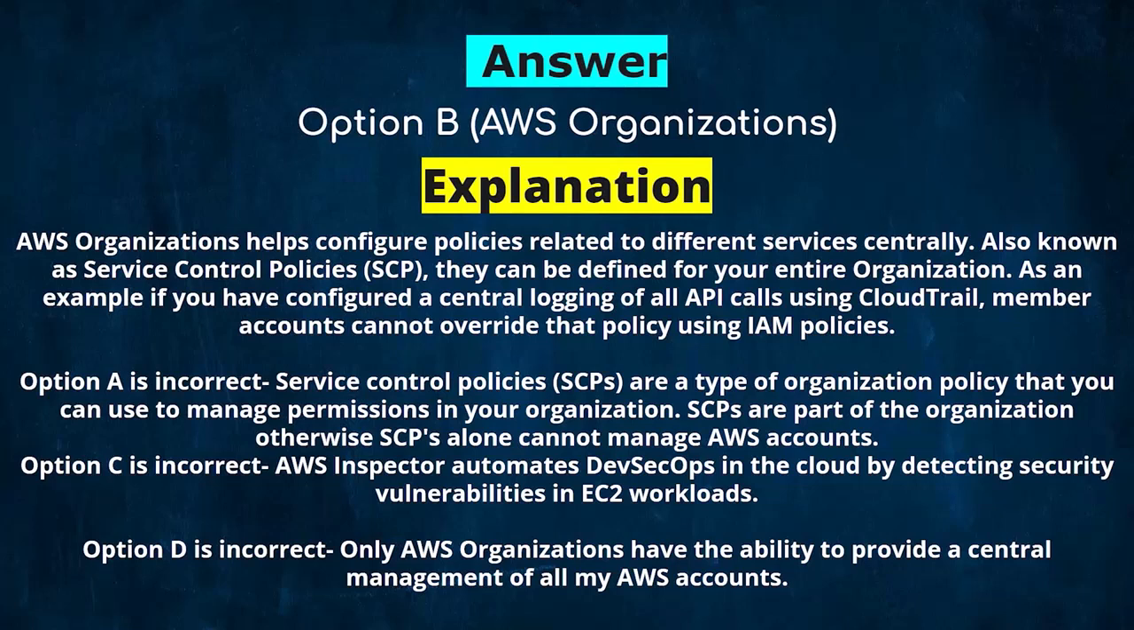Option A is incorrect. Service control policies are a type of organization policy that you can use to manage permissions in your organization. SCPs are part of the organization, otherwise SCPs alone cannot manage AWS accounts. Option C is incorrect. AWS Inspector automates DevSecOps in the cloud by detecting security vulnerabilities in EC2 workloads. Option D is incorrect. Only AWS Organizations have the ability to provide a central management of all my AWS accounts.